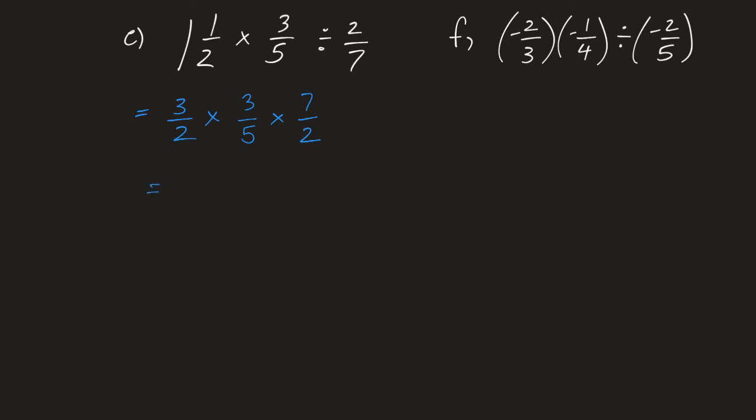So 3 times 3 is 9, times 7 is 63. 2 times 5 is 10, times 2 is 20. And I am not going to waste a second trying to see if that reduces, because I can tell right up here, there are no common factors in top and bottom, so I know 63/20 is fully reduced.